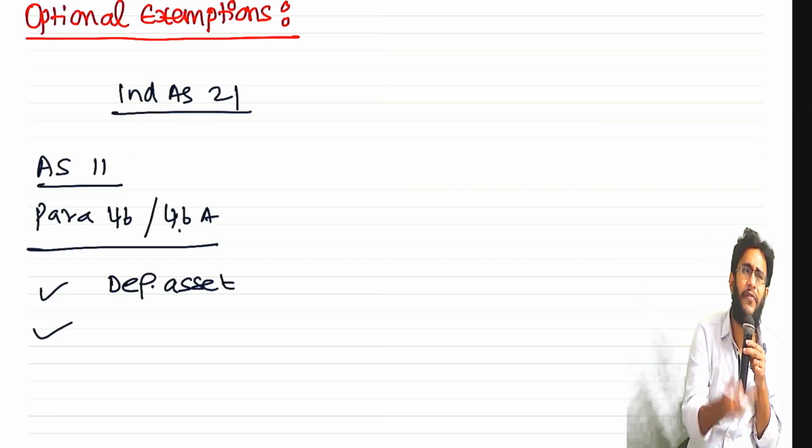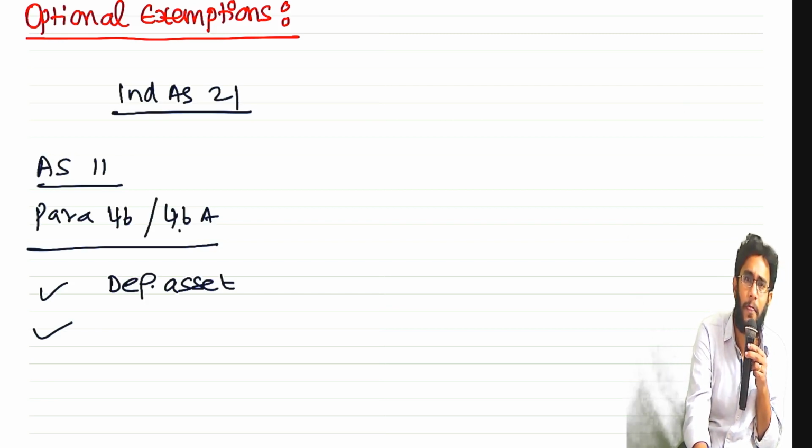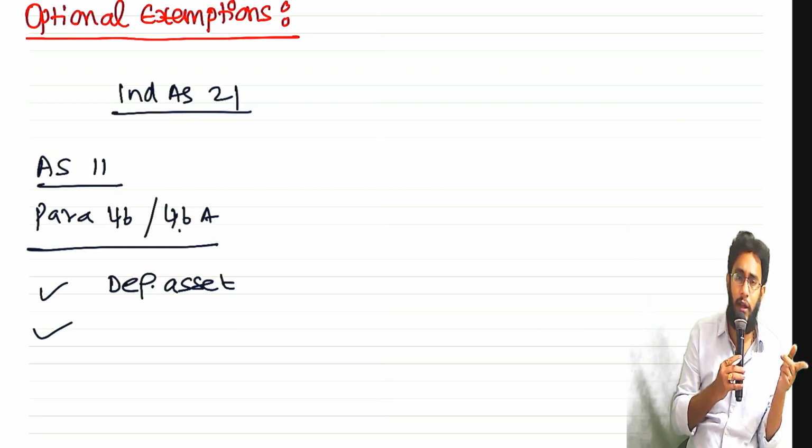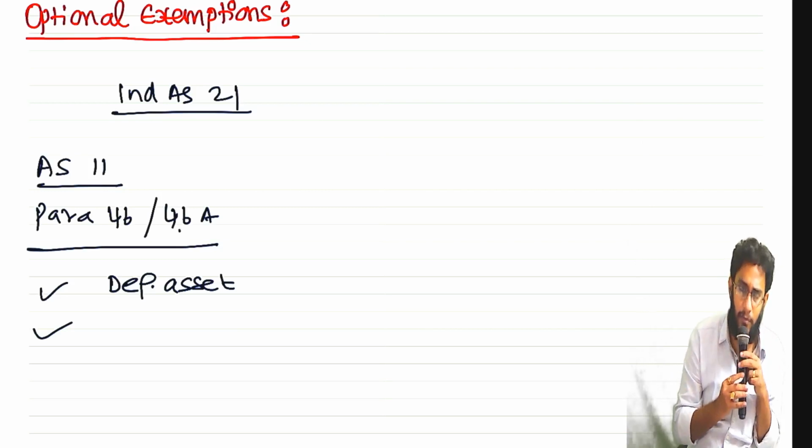Like, I gave a foreign currency loan to somebody, long-term. So this foreign currency loan given is also a long-term foreign currency monetary item. There is no depreciable asset involved. And I don't want to take it to the P&L account. Is there any recourse for me for that?